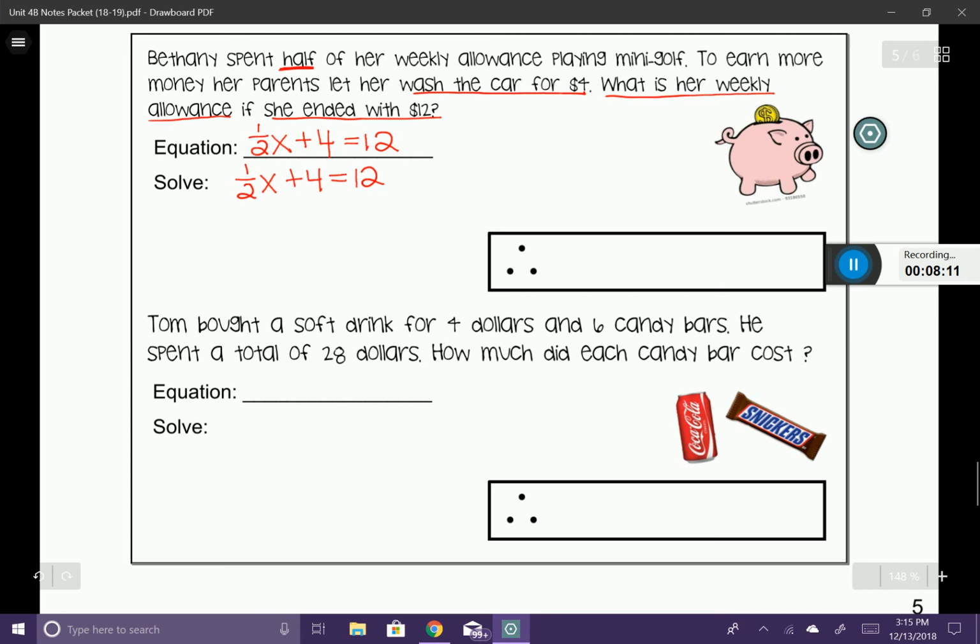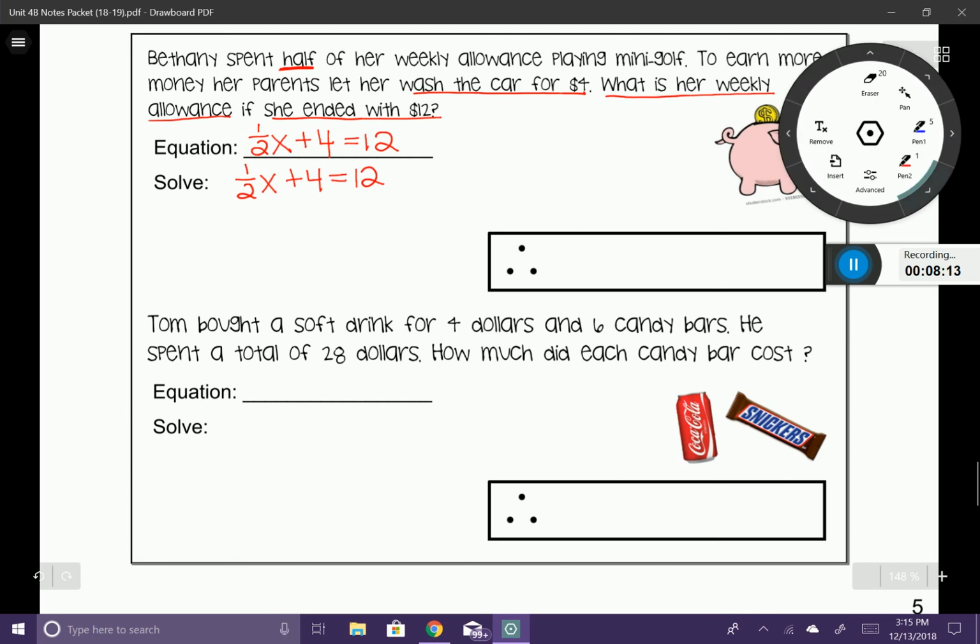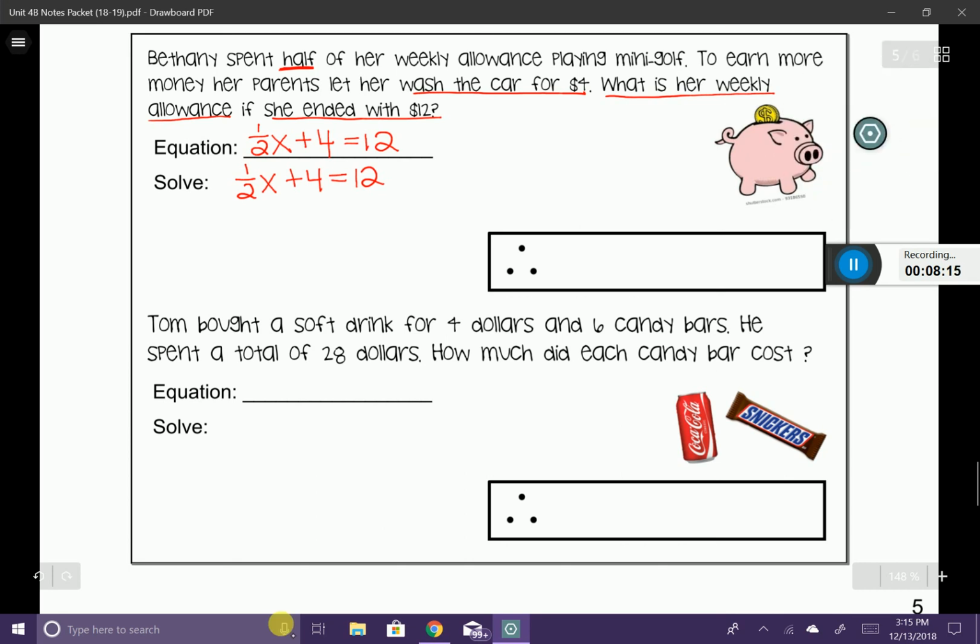I'm going to start by putting a box around my variable and drawing my line. I'm going to eliminate positive 4 by subtracting 4 from both sides first. That's going to leave me with 1/2 x is equal to 8. Now I'm not quite done. I do need to box my variable, and I'm going to eliminate the 2 here. So I'm going to multiply both sides by 2 to get rid of my denominator.